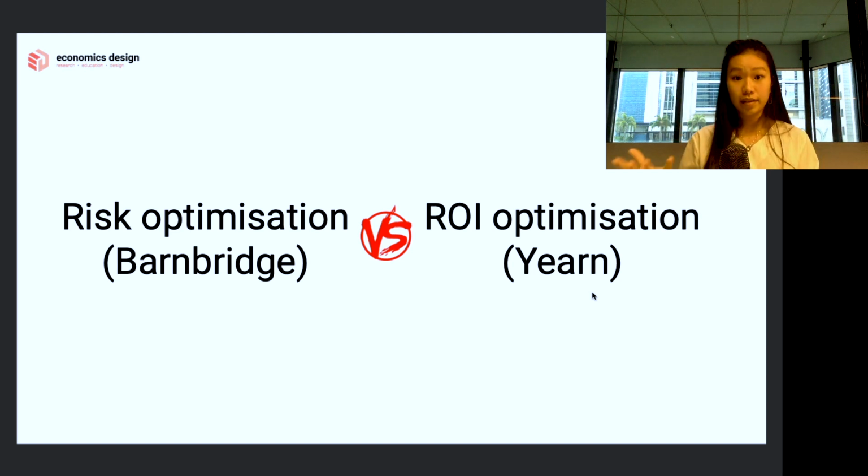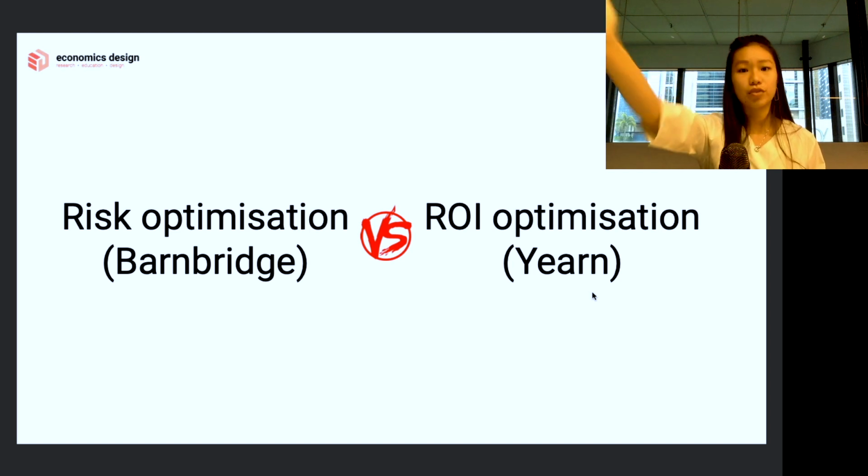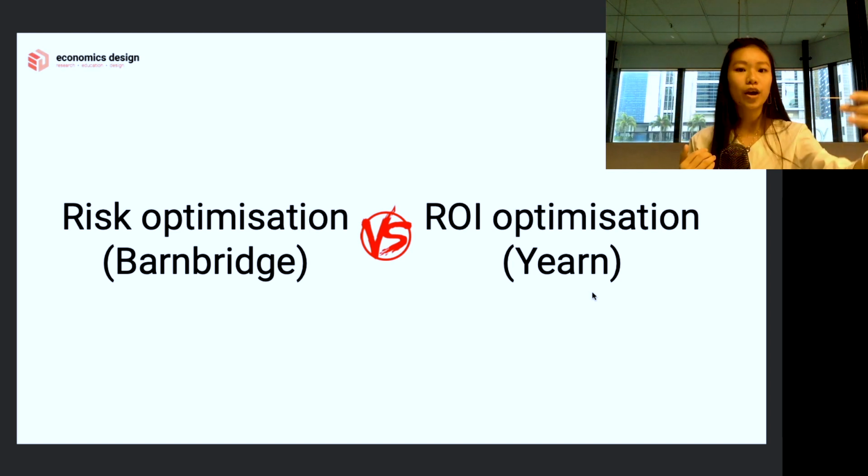So these are the two differences. Yearn Finance is where you're optimizing returns, and BarnBridge is where you optimize risk. And me as an individual, I have the capital. I can choose what I want. I can choose to optimize returns, or I can choose what kind of risk profile I'm interested in. So that's the difference.